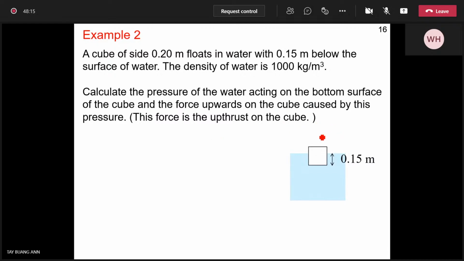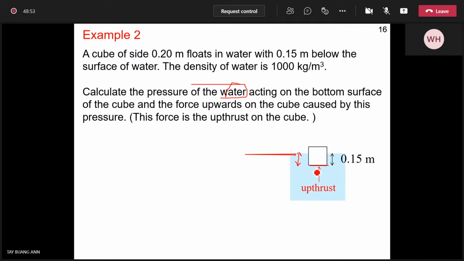Even though the atmosphere is exerting a pressure on the cube, here we are just interested in the pressure caused by the water at the bottom surface, at this point. There is a pressure here caused by this depth of water, and that pressure, if we multiply by the area, will cause a force. A force will be acting on this object and try to make it float.